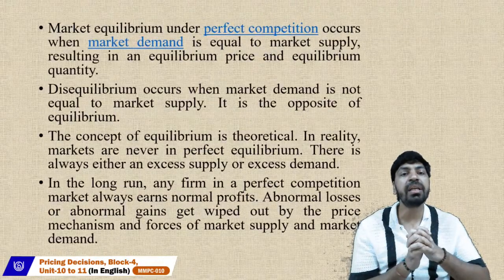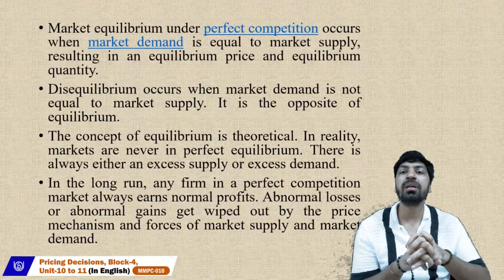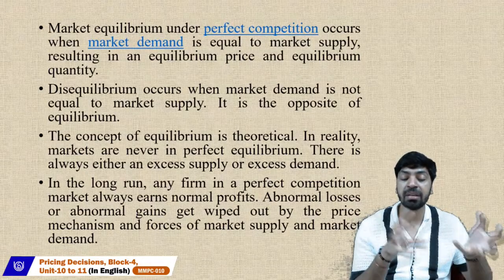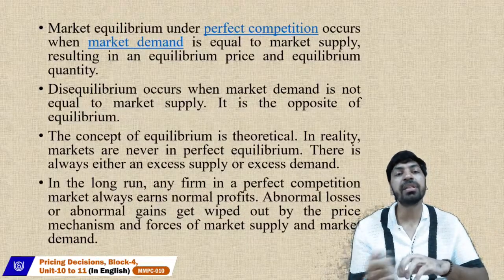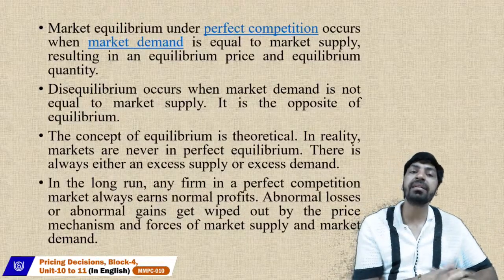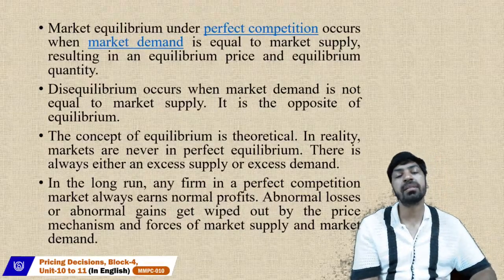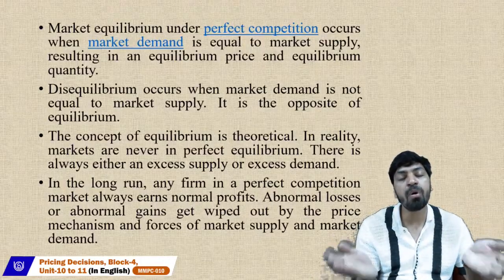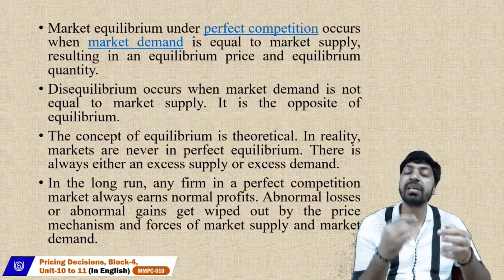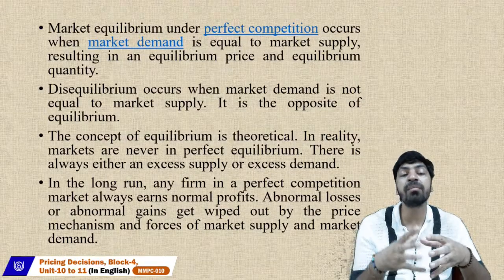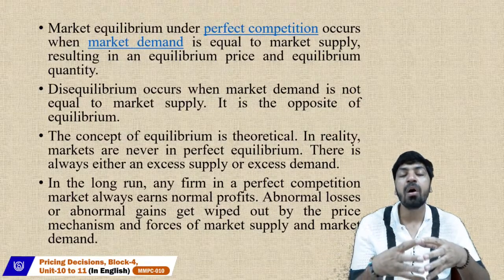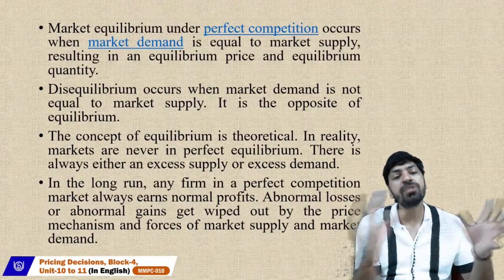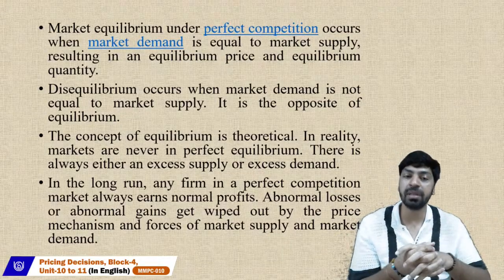So market equilibrium under perfect competition occurs when the market demand is equal to market supply. That means the equilibrium price and equilibrium quantity are set by the interaction of the market demand and market supply. But this equilibrium can also be disturbed when the market demand is not equal to, or is larger than, the market supply. If such a situation arises, it becomes disequilibrium.